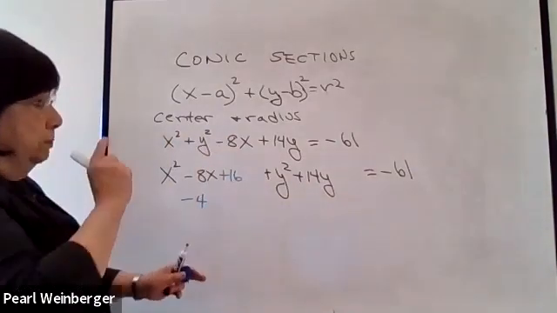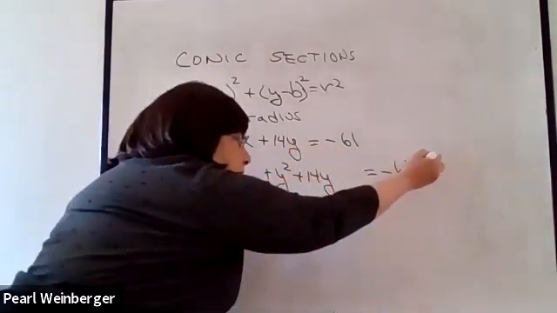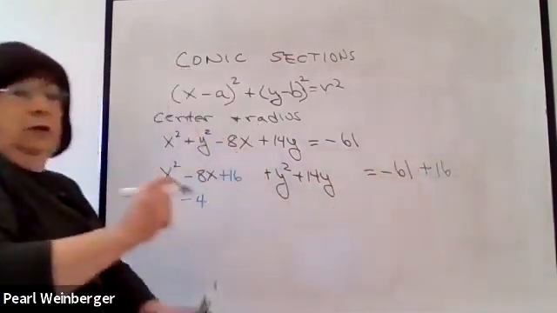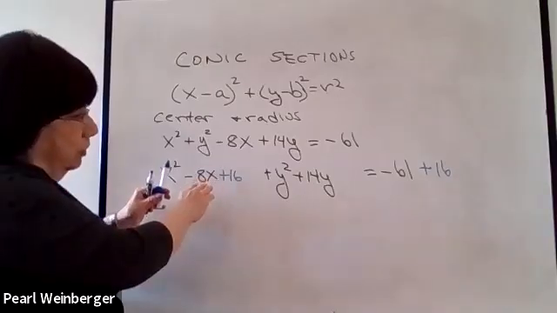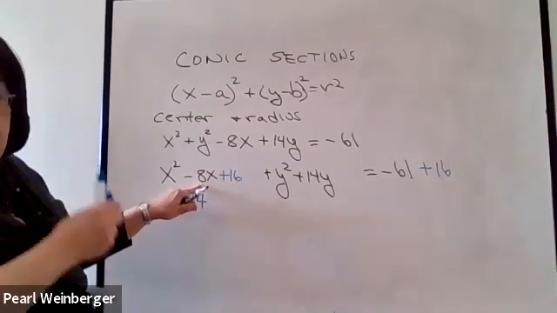Now, of course, because I added 16 to this side, I've got to add the same exact thing to the other side. Just like we did with the quadratic equations. Wait, Professor, whatever you add to one side, you add to the other side. Yes, question. Where did you get the 16 from? Again, I take half of this number. How much is that?